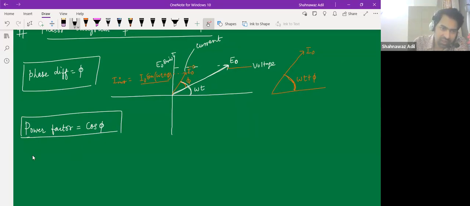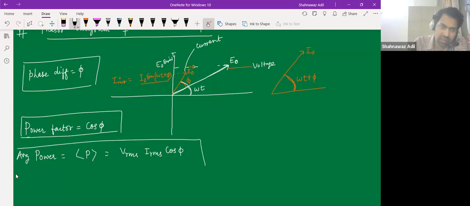And then you have the average power, right? That is denoted by P, and it is given by V RMS, I RMS, and cos of this phi. This is how we write the average power, all through this phase difference phi. The phase difference is the difference between the voltage and the current.